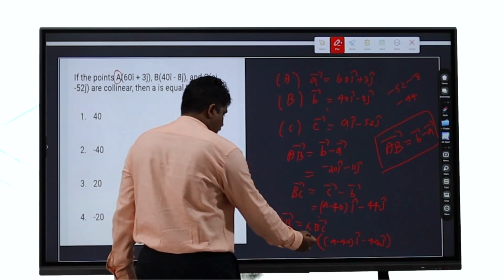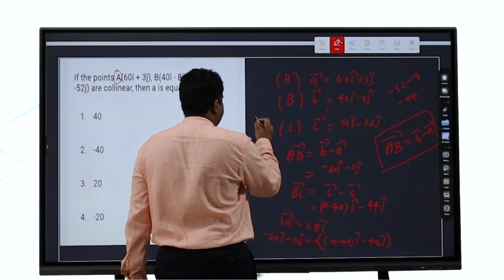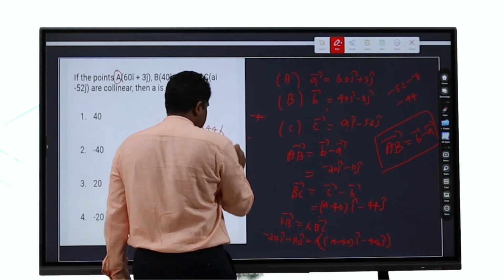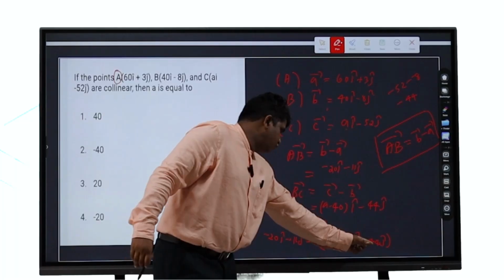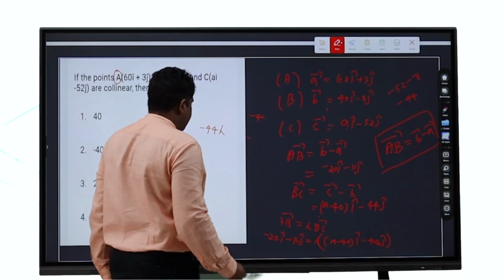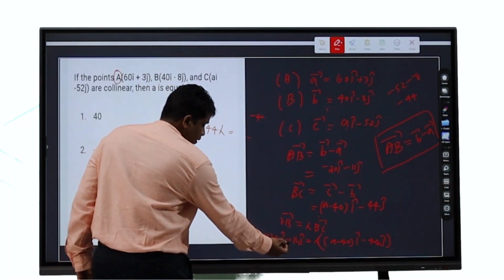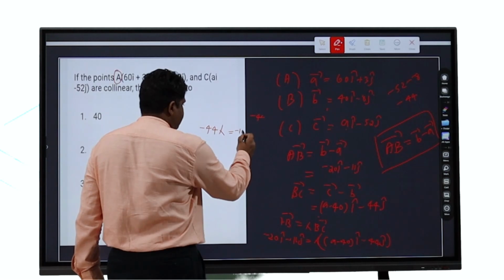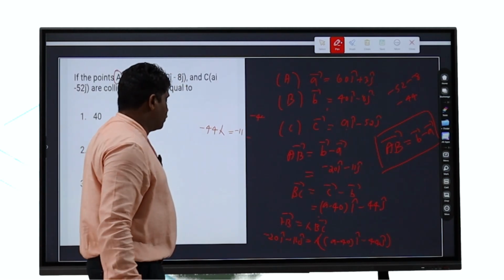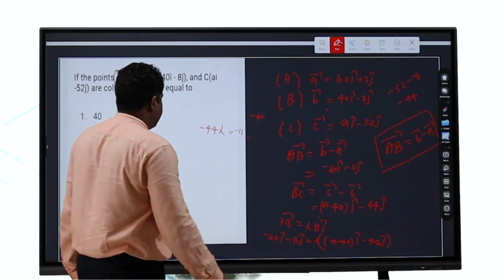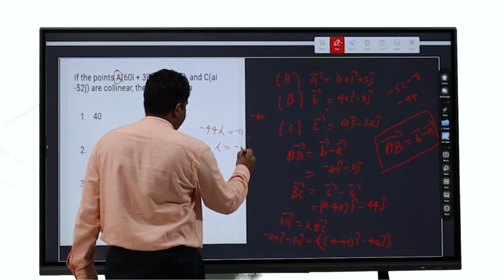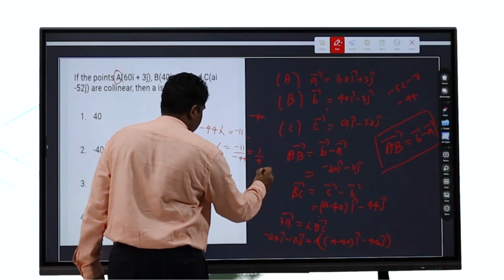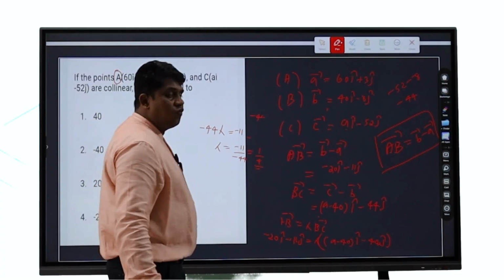Then we have lambda into minus 44, that is minus 44 lambda, is equal to minus 11, since the scalar component of j is minus 11. Okay, then lambda is equal to minus 11 by minus 44, which is 1 by 4. Lambda is equal to 1 by 4.